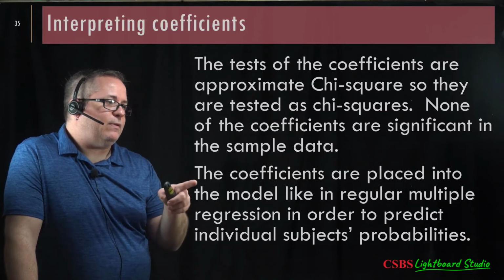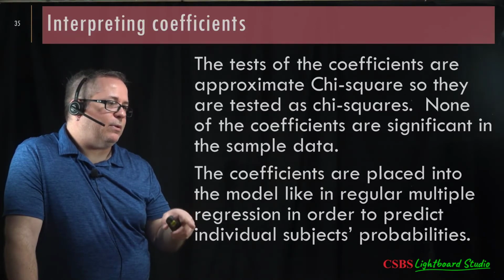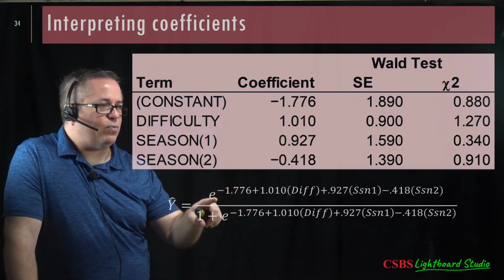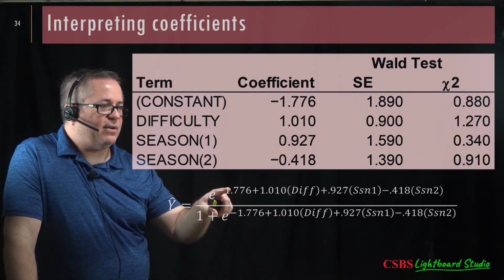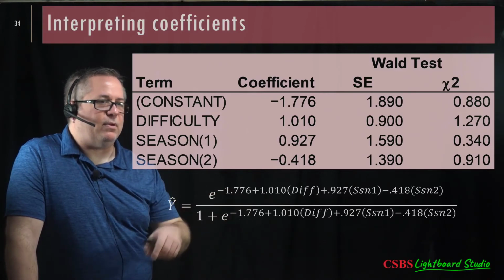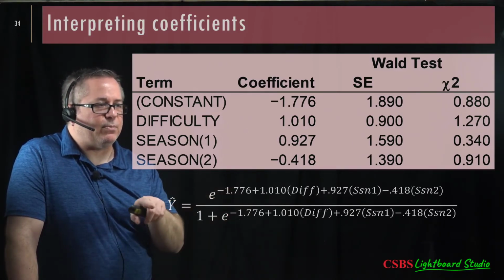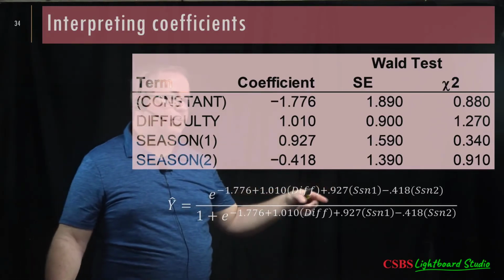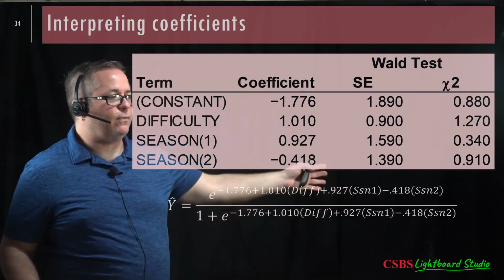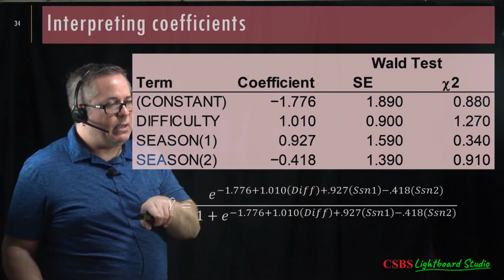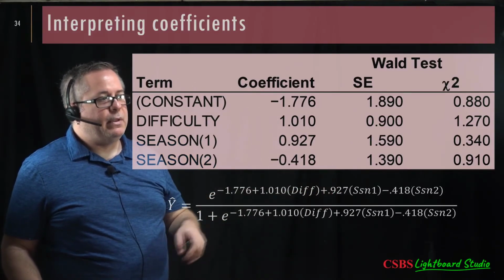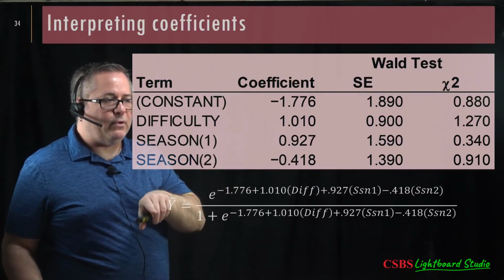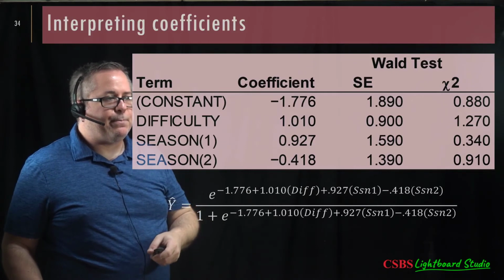The coefficients are placed into the model like in a regular multiple regression in order to predict individuals' probability. It's just that you then raise e to that number and divide by 1 plus that number to get the probability. So it's a few extra steps to figure out the predicted probability. You can't just plug in numbers like we used to and solve. By themselves, the coefficients are just telling you how much the logit value is changing. If you want to know how probability is changing, you have to plug it in here.